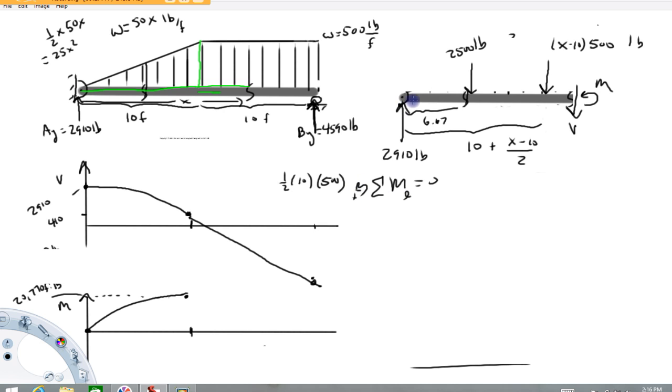Looking from our free body here, the first force I run into is this minus 2,500 pounds times 6.67 feet. Next, we're going to have this one, minus (x minus 10) times 500. And then we need to multiply that by our moment arm, which is from here to here. That's going to give us a long expression. Now you notice 10 minus 5 halves, that's going to be 5 plus x over 2. So there's that.